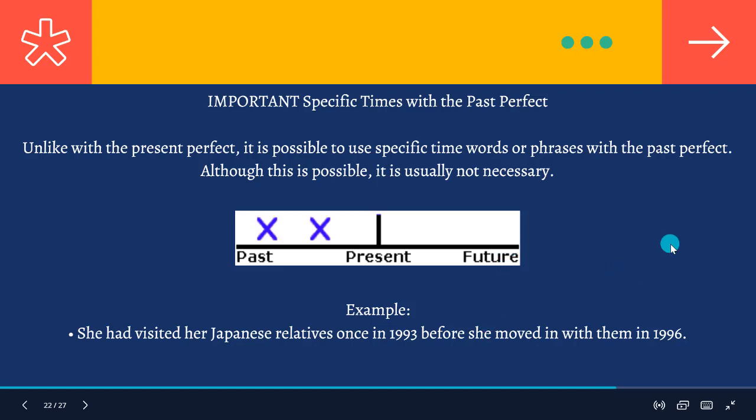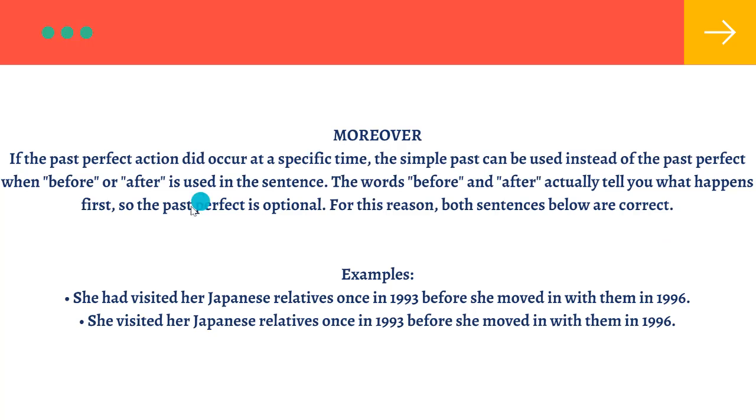Okay, next. Moreover, if the past perfect action did occur at a specific time, the simple past can be used instead of past perfect when "before" or "after" is used in the sentence. The words "before" and "after" actually tell you what happens first, so the past perfect is optional. For this reason, both sentences below are correct. For example, we can see here, she had visited her Japanese relatives once in 1993 before she moved in with them in 1996.